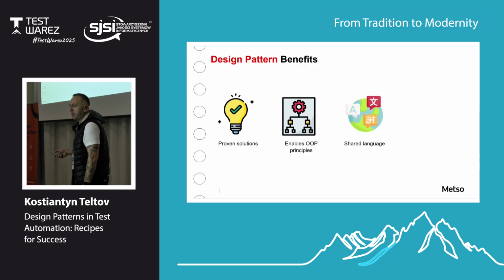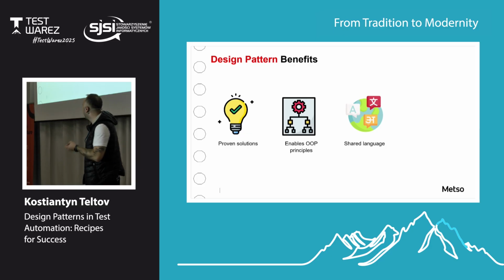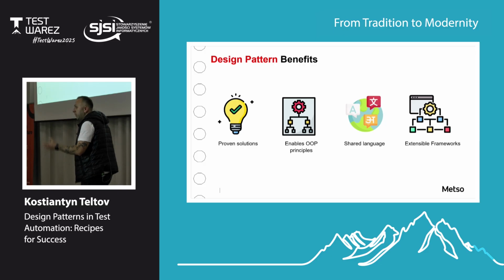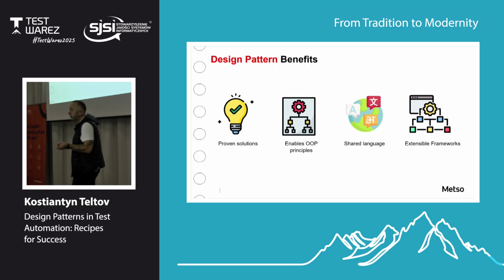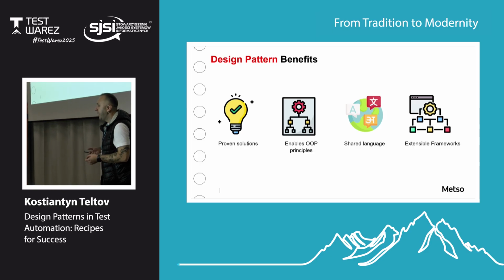Next, a shared language. You have colleagues and you can speak with them. If there is some problem, you can advise your colleagues to use Builder, use Singleton. And that enables the possibility to speak in a common language. And of course, it makes our test automation frameworks extensible, which is the most important. Yes, we need to make our test automation framework live for a longer time.